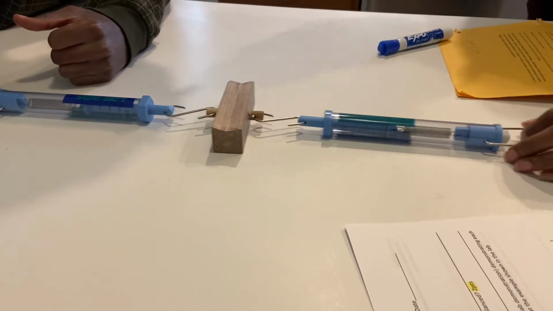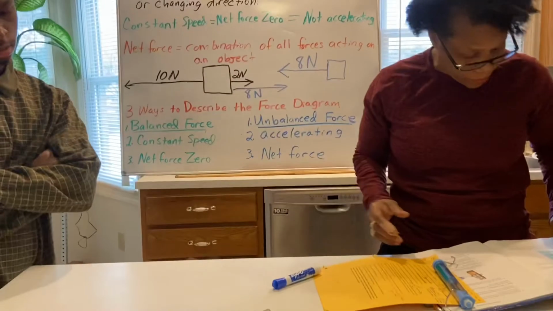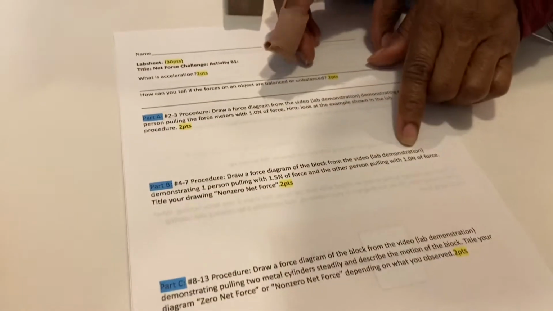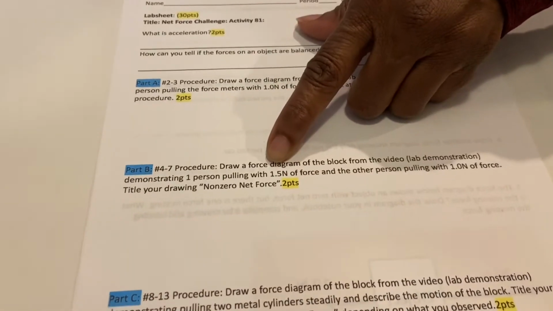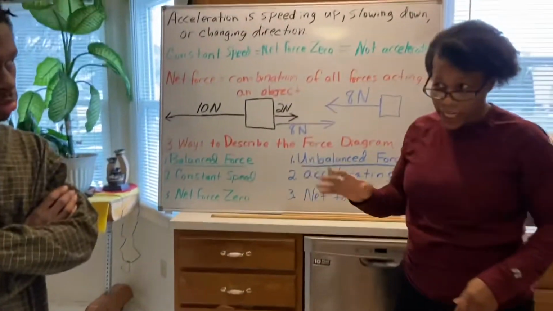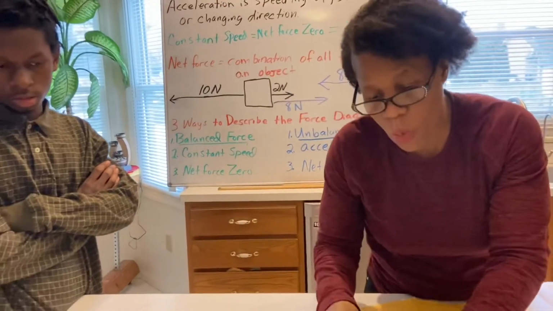You see what's happening, class? Okay, good. This time, you're going to draw a force diagram. That was piece number 2. It says now, draw a force diagram of the block from the video, that's the demonstration here, demonstrating one person pulling with 1.5 newtons. That was James pulling with 1.5 newtons. And the other person, Miss Pence, was pulling with 1 newton. So you're going to draw your force diagram. Remember, a force diagram is going to have a box and your arrows.